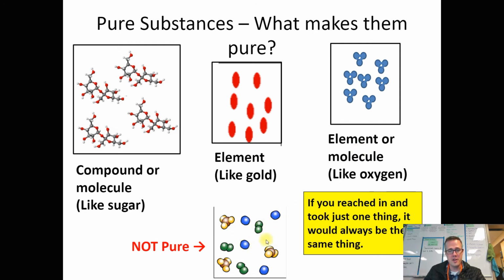So take this bottom picture as an example. If I had something that had a whole bunch of stuff in there, it looks like I've got some element, I've got some molecules, I've got some compounds, I might get something different each time I reach in there.